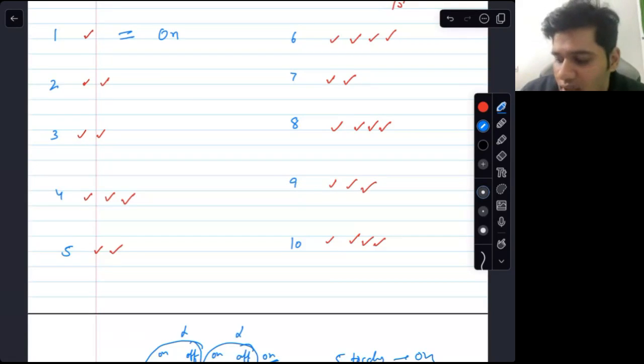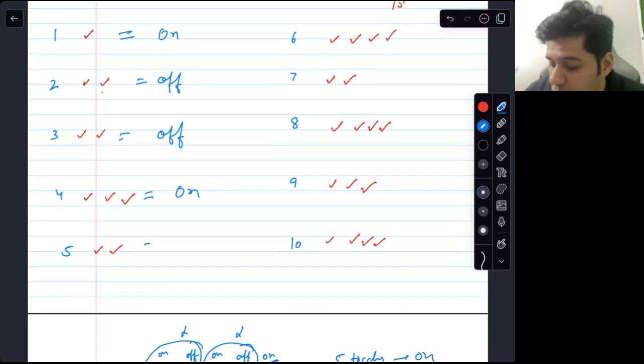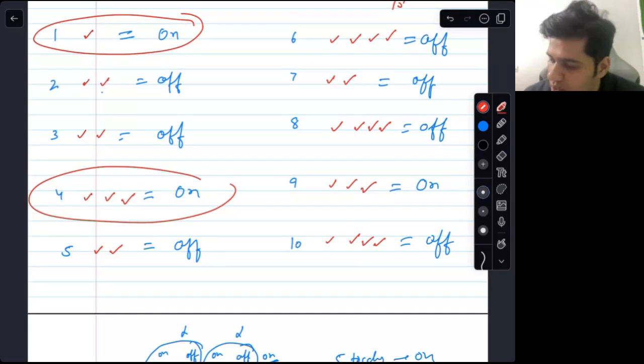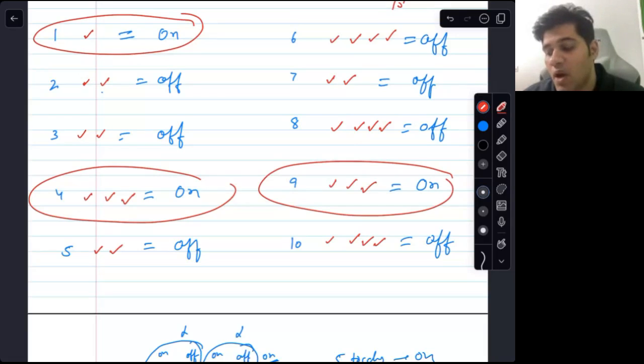So this is on. 2 toggles, off. 3 toggles, on. 4 toggles, off. So on, off, on, off, on, off. 1, 4 and 9 are on because they were toggled an odd number of times. Odd number of times.